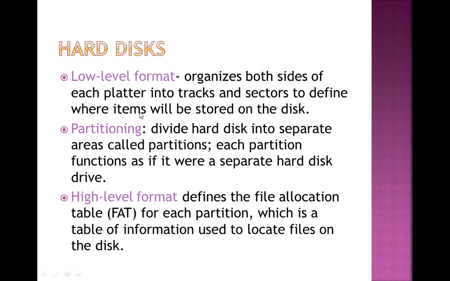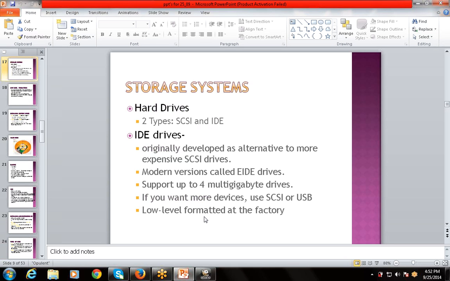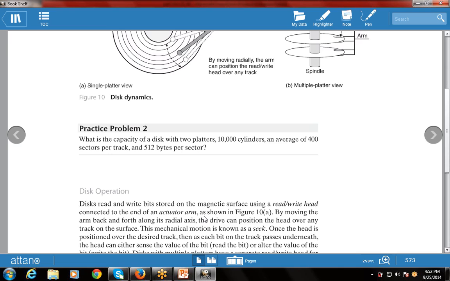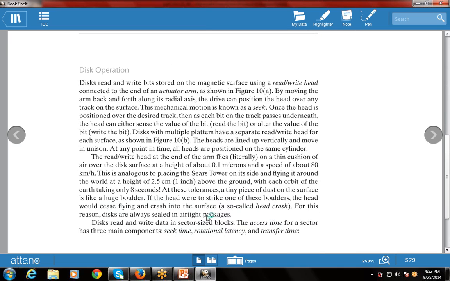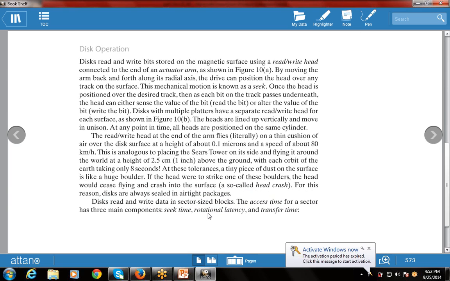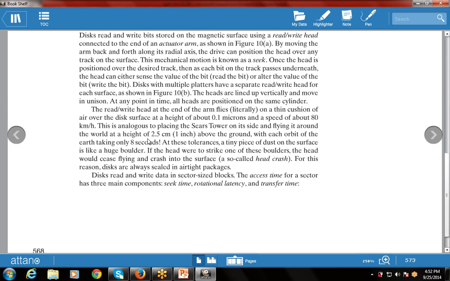Then what is a hard disk? These are the disk operations, that is the read-write head connected to the actuator arm. There are three components of time that are used, that is seek time, rotational latency and transfer time, as we have discussed with the help of slides.